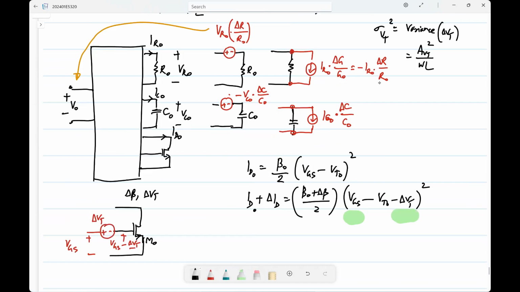And what is this part? This is (beta naught plus delta beta) by 2, which is basically the nominal value, beta naught by 2, times (1 plus delta beta by beta naught), right? Okay. And that can be represented as a current source, which is ID naught times delta beta by beta naught, where ID naught is the nominal current. Okay.